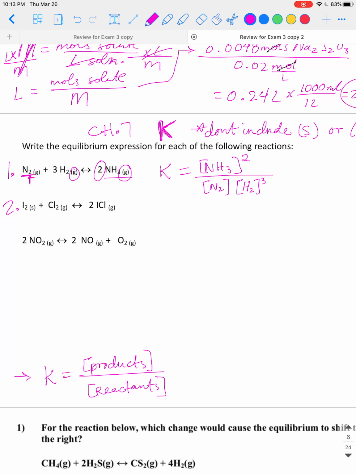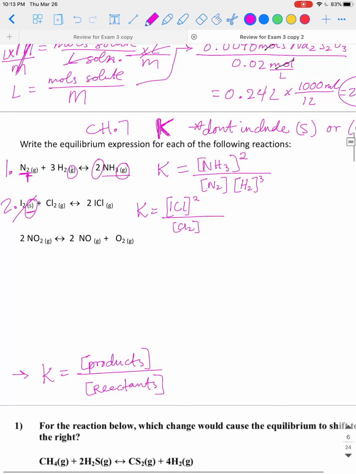Number 2, we do have one thing that is a solid, so we are not going to include iodine in our equation here because it's a solid, so we won't include iodine. All right, but we will write concentration of products, so that's ICl, iodine chloride. Interesting compound here. And it's a gas, so we've written it and we square it because the coefficient is 2. And we'll write the concentration of the only reactant we're going to include, which is chlorine. And the coefficient is 1, so we raise it to the power of 1. You don't have to write that in.